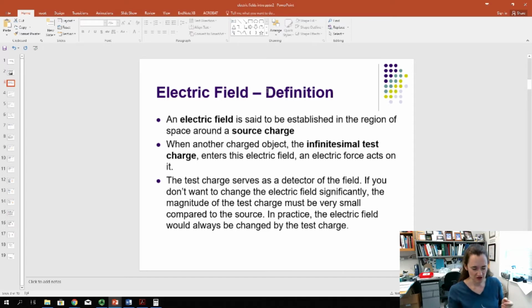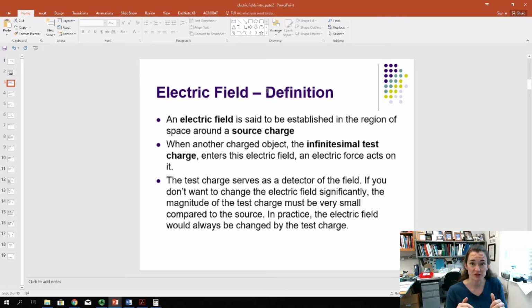Then, if you have another charged object that we consider to be an infinitesimal test charge, and it enters this region, then the electric force is going to act on that test charge, and it's going to push it in the direction of the field as long as it's a positive test charge. Now, generally what happens is we consider the test charge as a field detector.